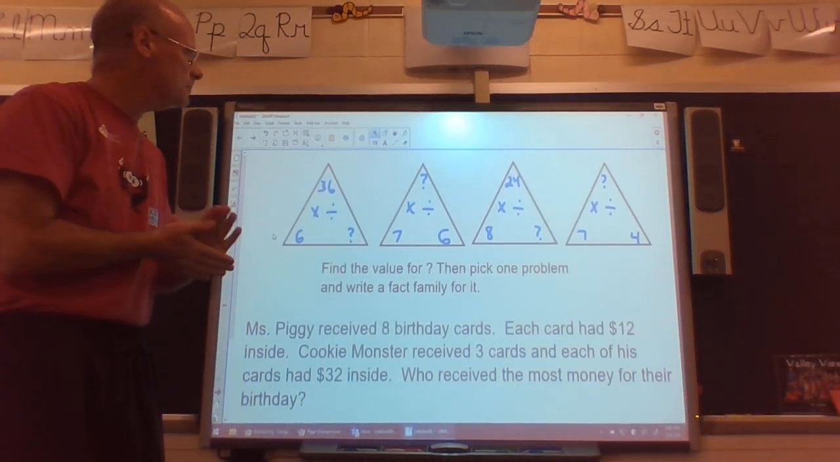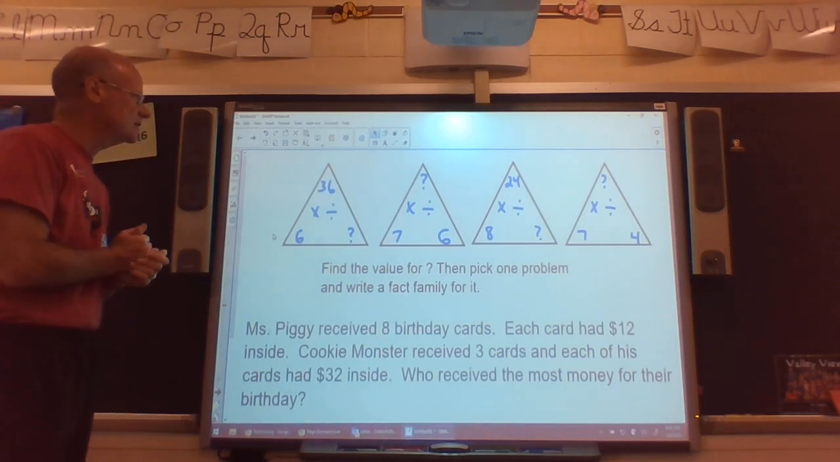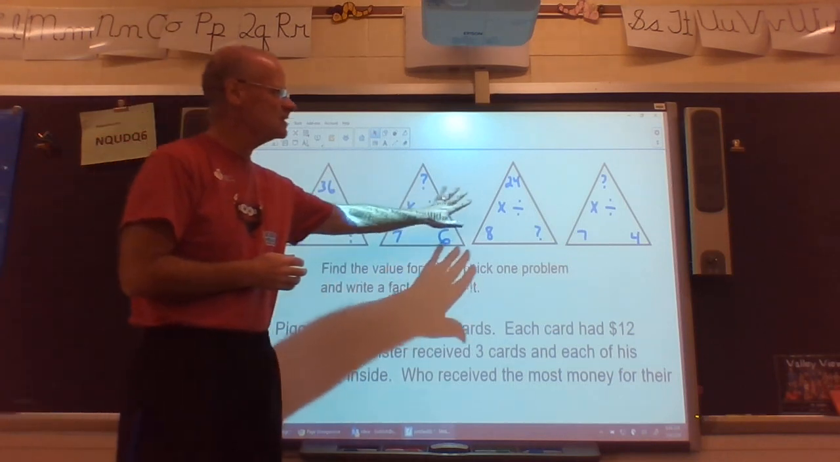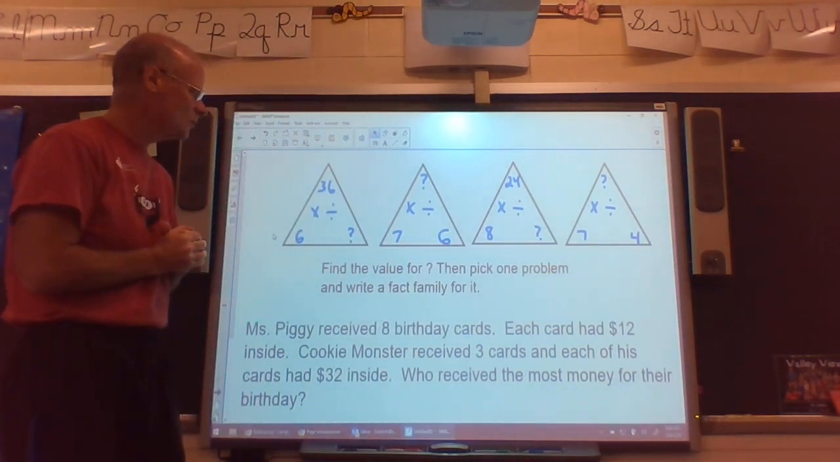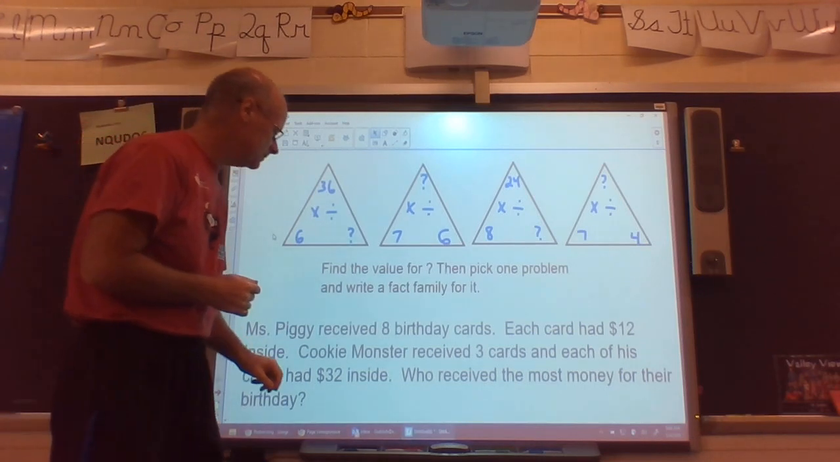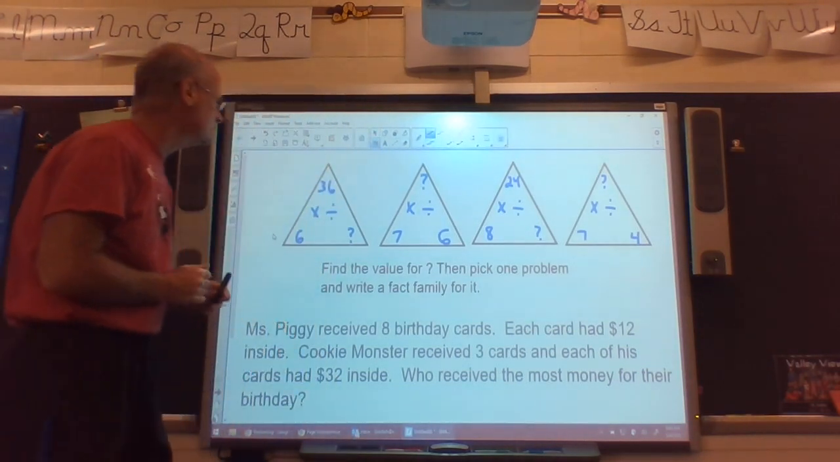Today we're going to start our warm-up by doing a few fact triangles. I'm going to do the first fact triangle with you, then I'm going to leave the next three for you to figure out on your own. And after that we're going to do one word problem. So here we go, our first fact triangle.